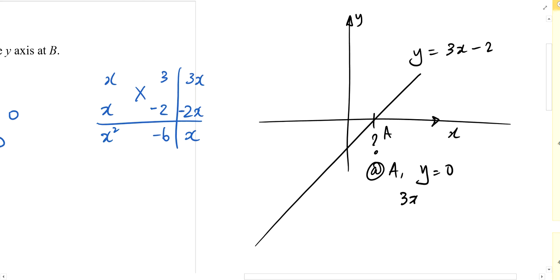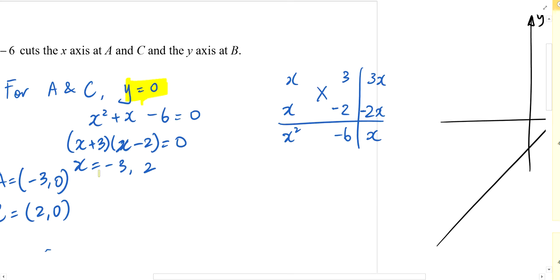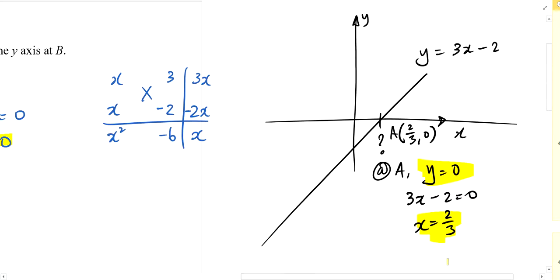So we have 3x minus 2 equals 0. x equals 2 over 3. So this is 2 over 3, 0. It is the same approach. We let y equal 0, then we solve for x. Same thing over here. Let y equal 0, solve for x. Just that for quadratic, for this parabola, we will need to factorize. In our linear, when it is a straight line, there's no factorizing to be done. Understand?